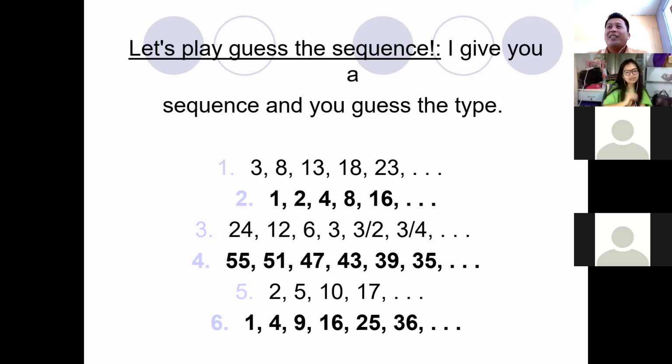Number 2, geometric, because you have a common ratio, which is 2. Number 3, geometric, because the common ratio is 1/2. Then number 4 is arithmetic. The common difference is negative 4 and not 4. Number 5 is neither, and number 6 is neither.